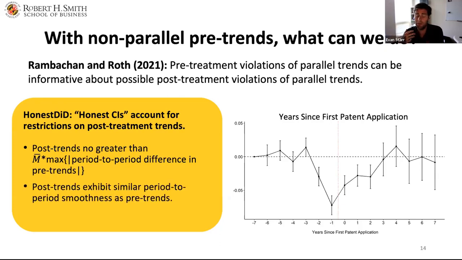You can also do smoothness restrictions. You can assume that if there's no smoothness in the pre-period, that you might also observe similar lack of smoothness in the post-period. And then you can also do sign and monotonicity restrictions. So if it looks like the pre-trends are increasing, and you want to let that flow into the post-period, then you can do that.